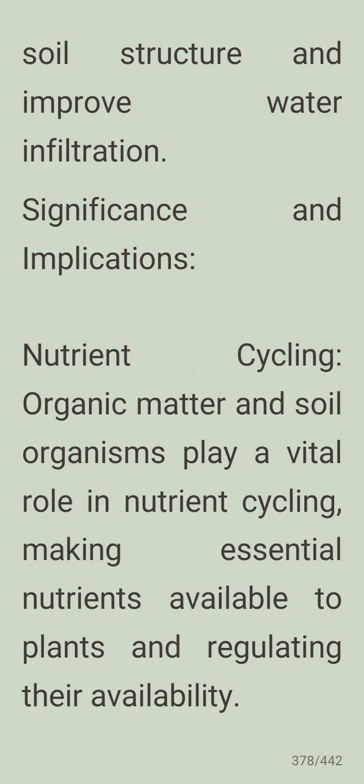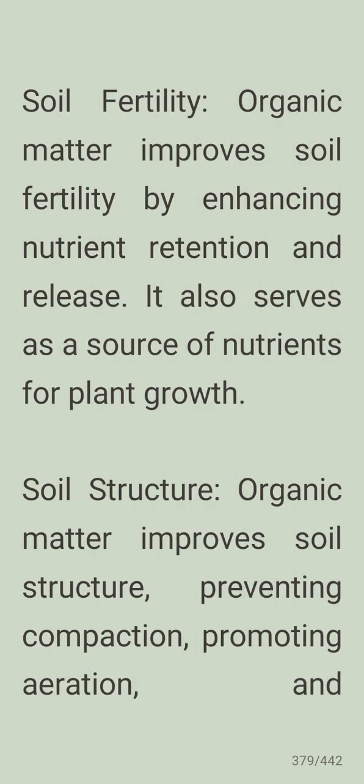Then significance and implications. Nutrient cycling. Organic matter and soil organisms play a vital role in nutrient cycling, making essential nutrients available to plants and regulating their availability. And soil fertility. Organic matter improves soil fertility by enhancing nutrient retention and release. It also serves as a source of nutrients for plant growth.